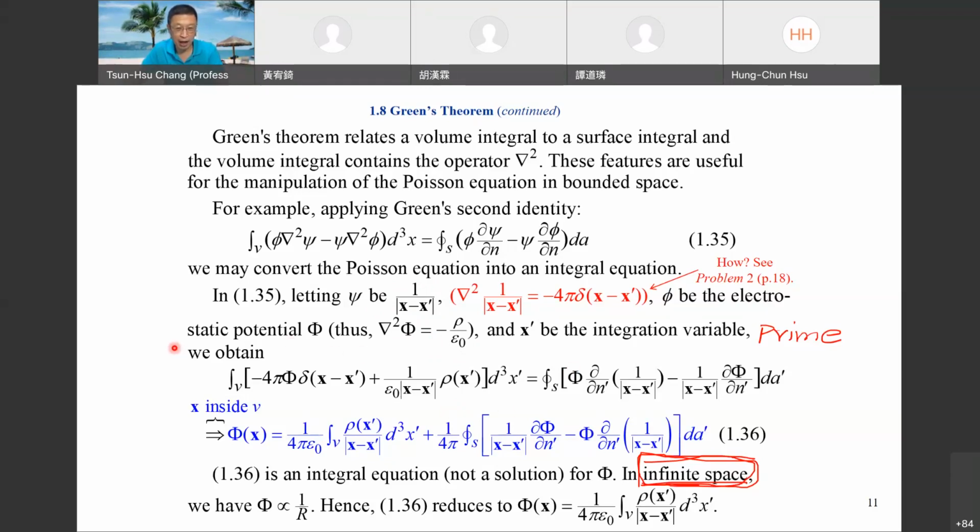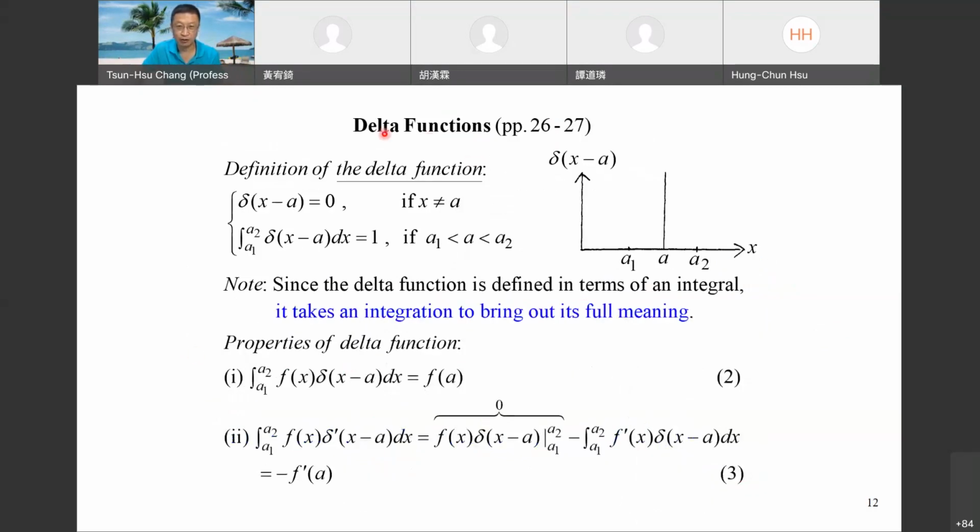If no other question, I will show you the delta function, not the delta variant. The definition of the delta function is here. This is the delta function, and this is x. So delta of x minus a will be 0 if x is not equal to a, 0 elsewhere.